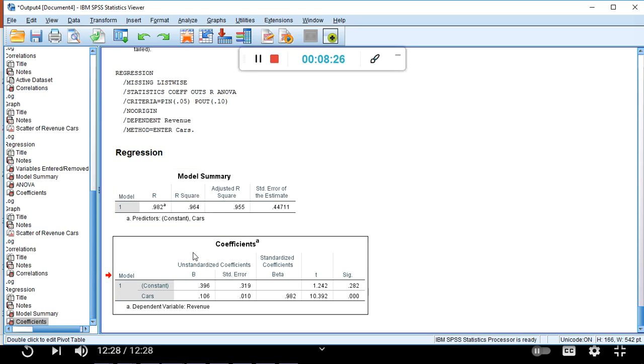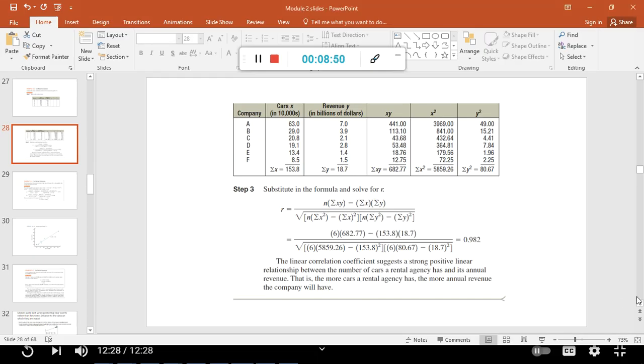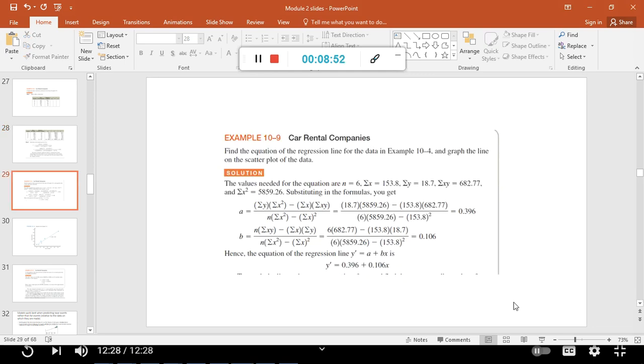Now, there's a couple things in here. This is the unstandardized beta, and this is what we're going to use. These are the values that you're going to use in your regression model. The one that says constant is the intercept, and then this is the slope, okay? So you have the 0.396 and the 0.106. That corresponds to these values here, okay? That's your A and that's your B. So you have your intercept and you have your slope, okay?